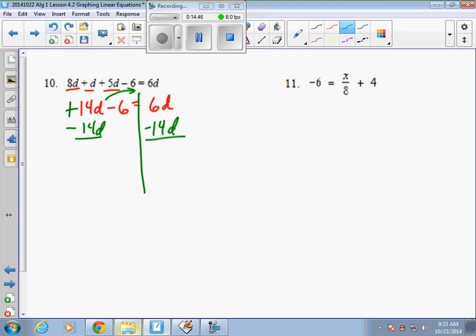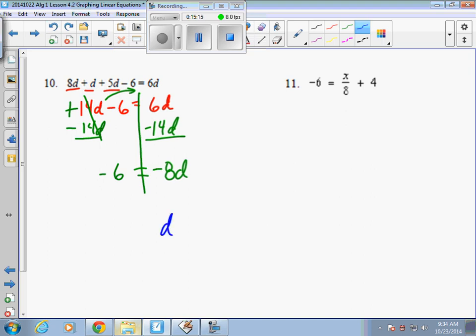6d minus 14d. Opposite signs, subtract the absolute values. 14 minus 6 is going to be 8d. And then since 14 is a larger absolute value, it's going to keep that negative sign. So negative 8d is equal to... You still have negative 6 over there. A few people in every class are forgetting that the sign in front is the one that goes with it. So don't forget that there's a negative in front of that 6.